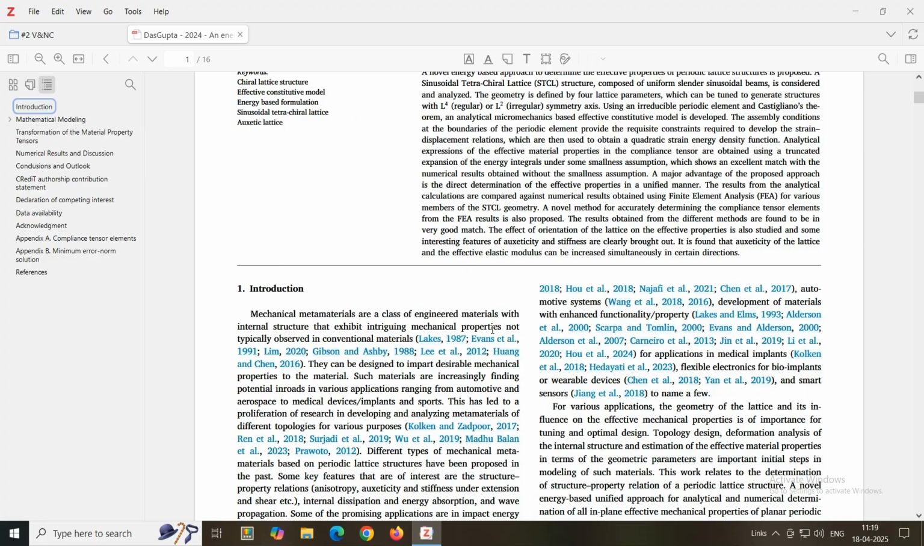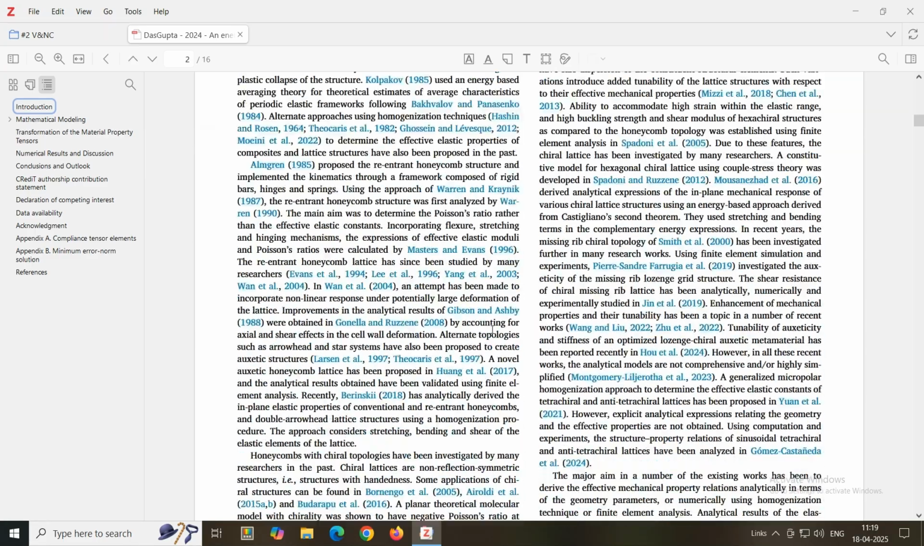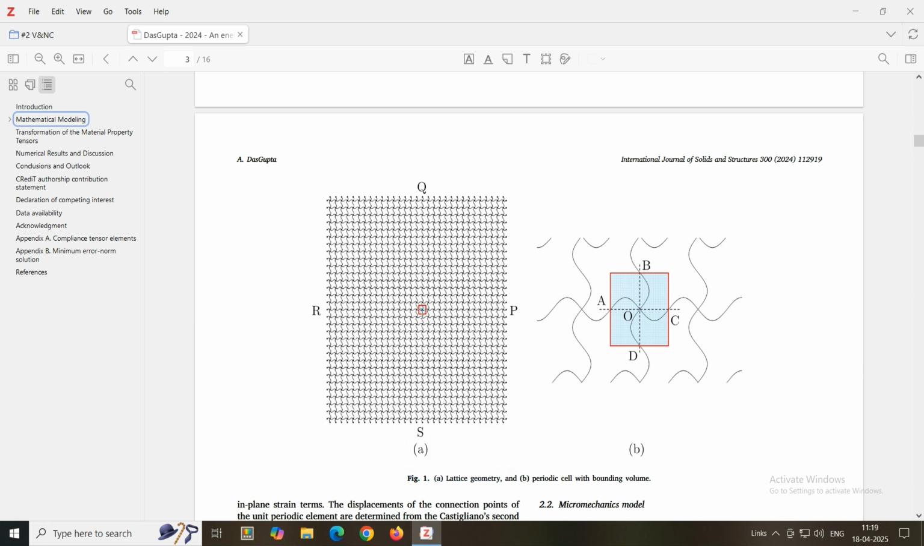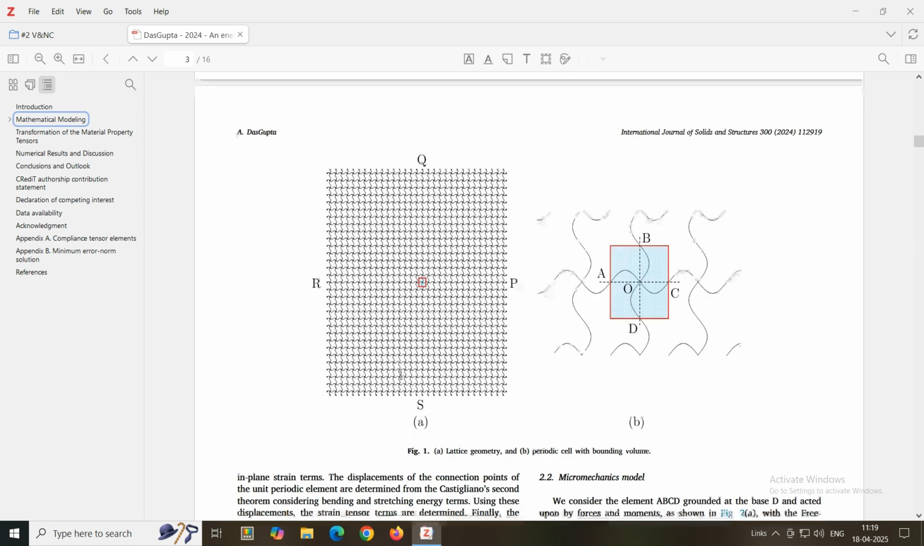In this paper, the author has basically found the effective properties of this particular lattice. The author has found the properties through FEA as well as numerical and analytical calculations. I've reproduced the part of FEA so that I can validate the FEA model when I later use it for further extension of this work.